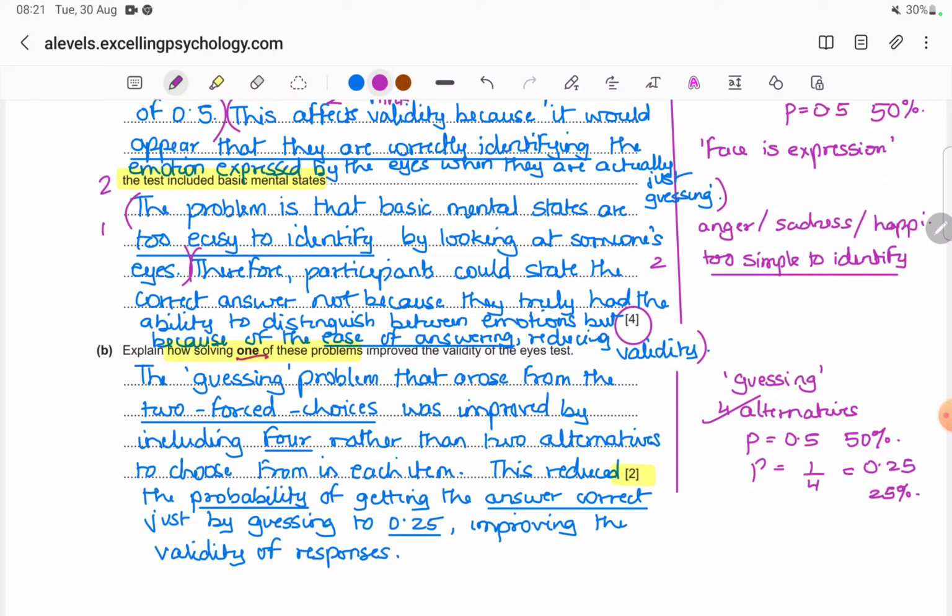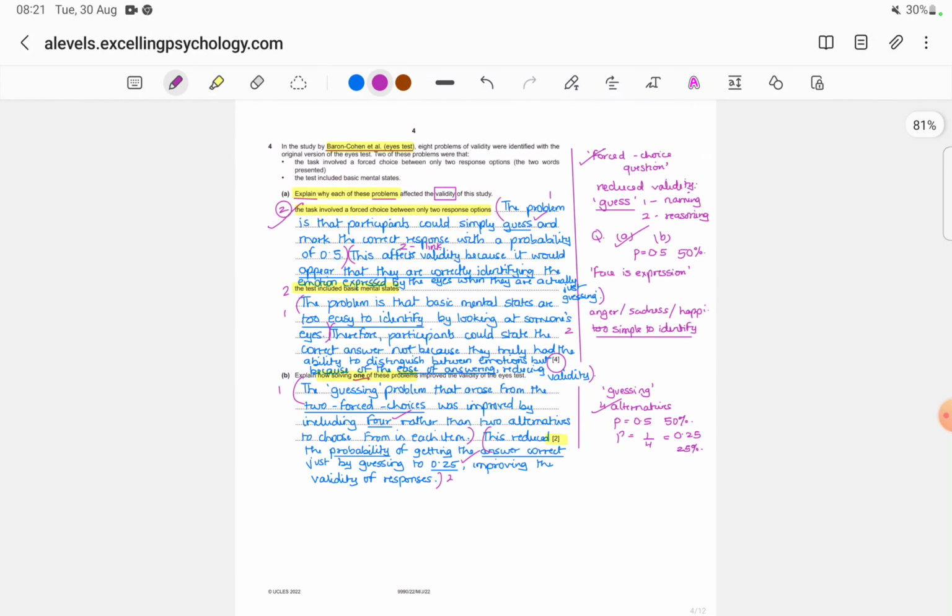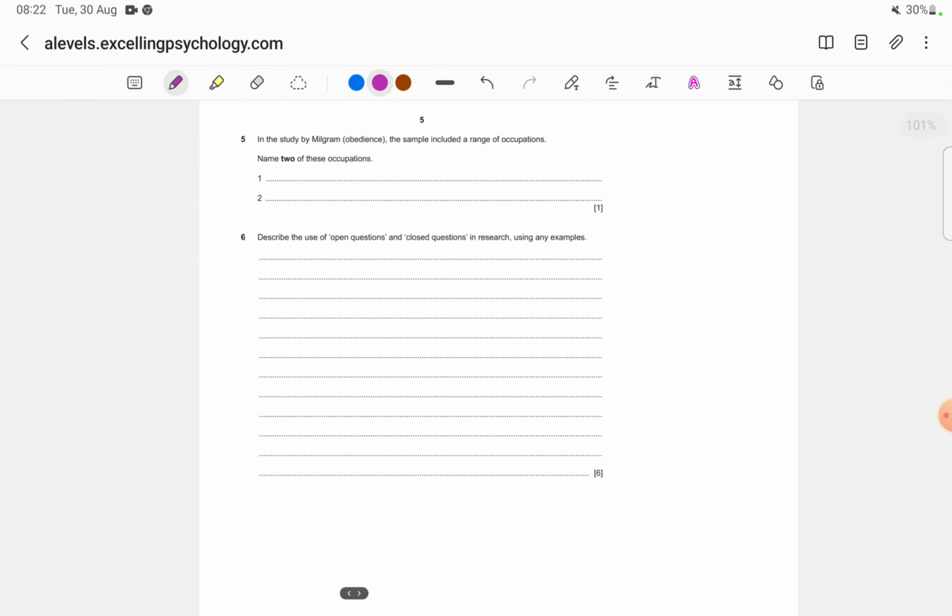Okay, again I'll show you how this will be marked. In the first sentence we have named which problem was worked upon. It was the 2 forced choices problem that was worked upon, so we get 1 mark for this. In the second, we have linked it to the study by stating exactly how it was done. It was done by including 4 alternatives rather than 2, so we get 1 more mark for that. Okay, with that I complete answer 4B. So this sheet is also completed. Let's move to the next one.